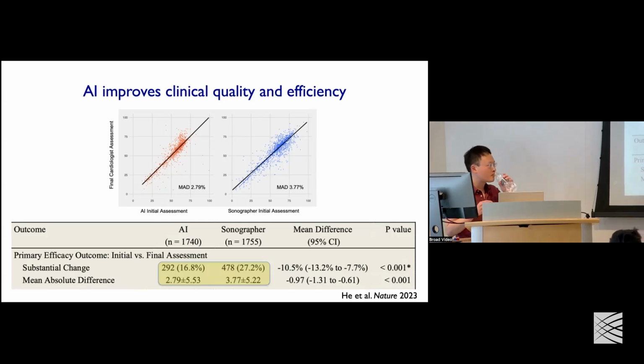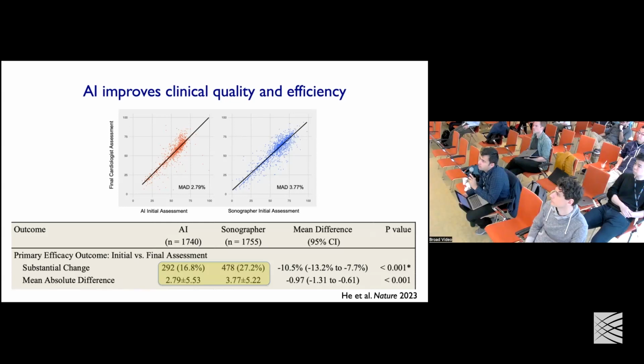If the AI is rarely assessing above 75, whereas the sonographer is assessing over 75 for quite a large proportion of cases, is that some kind of inbuilt bias in the algorithm that it doesn't do that?